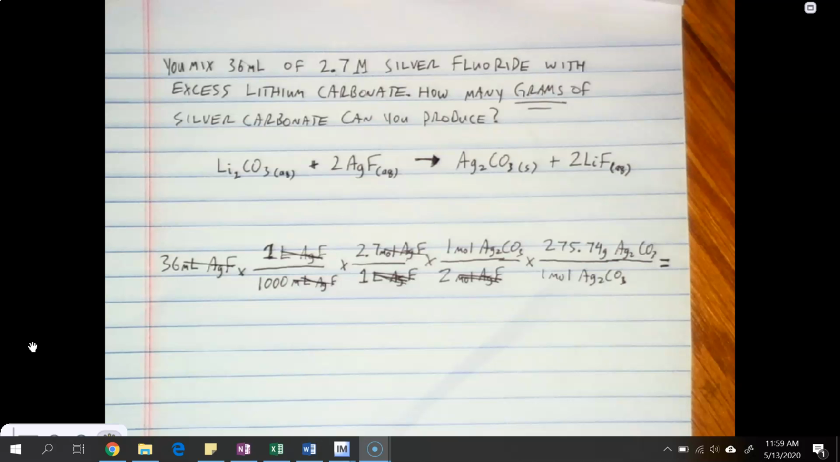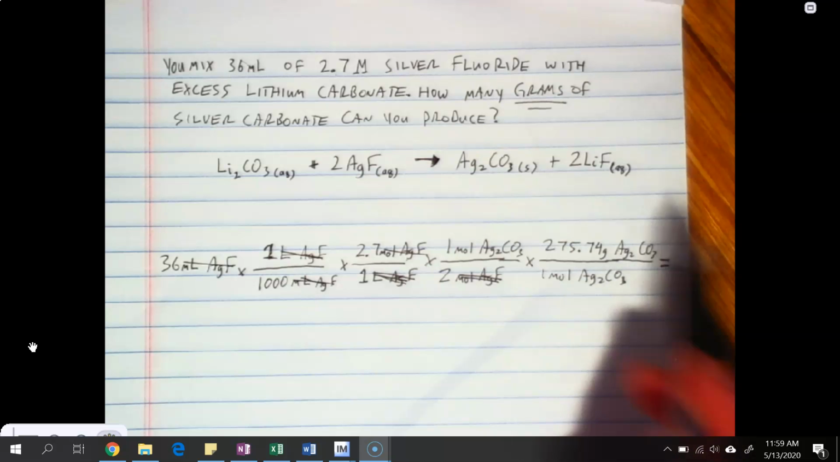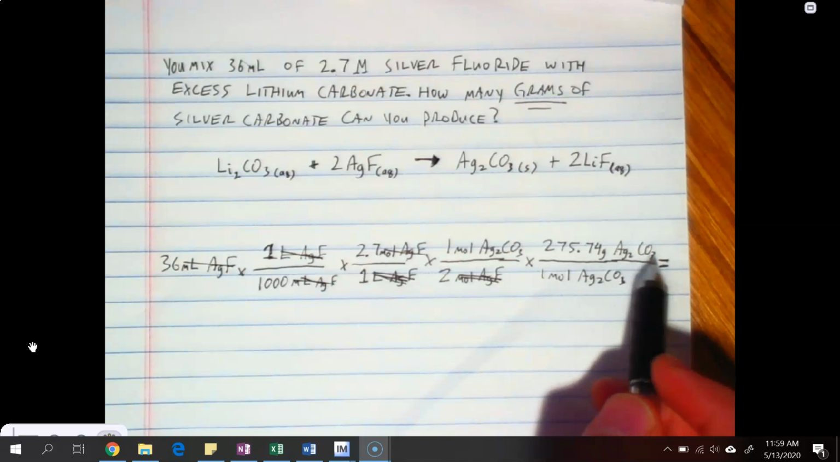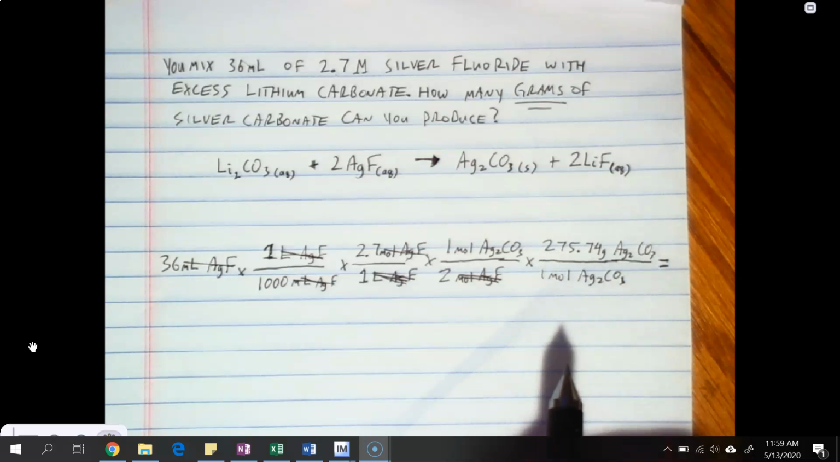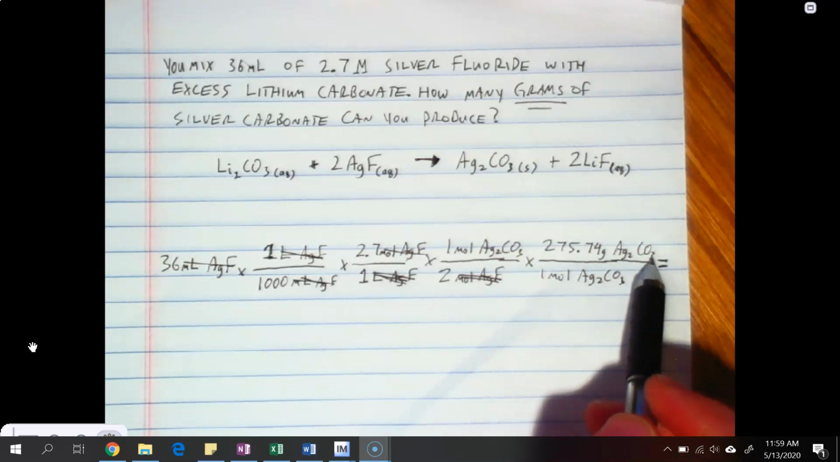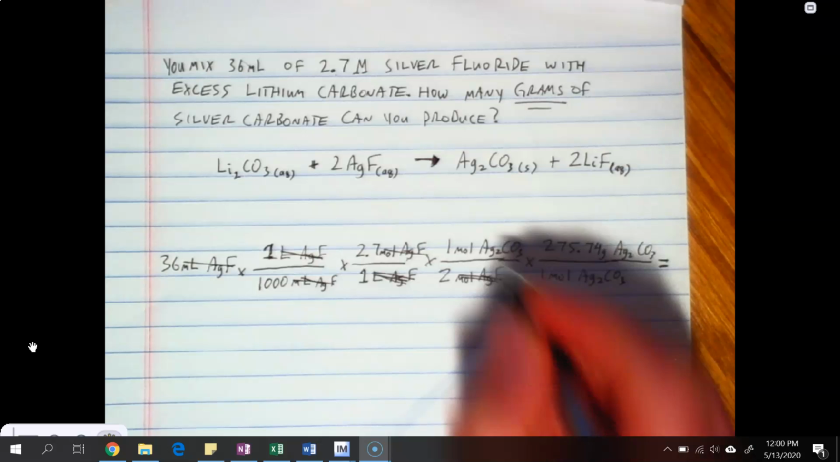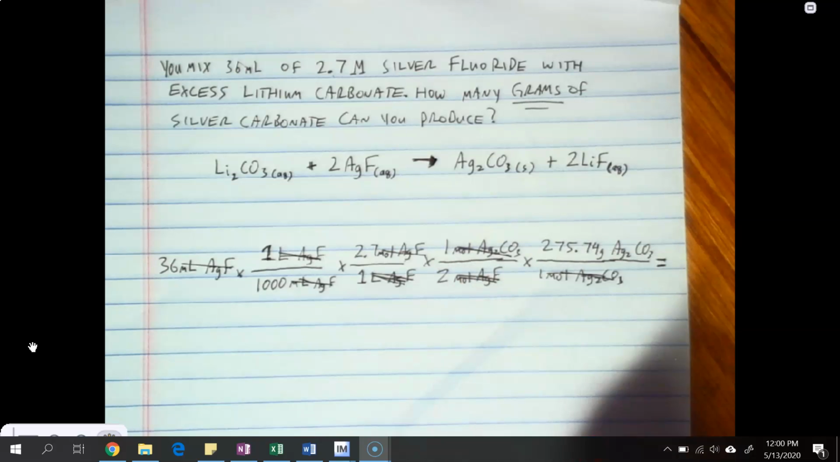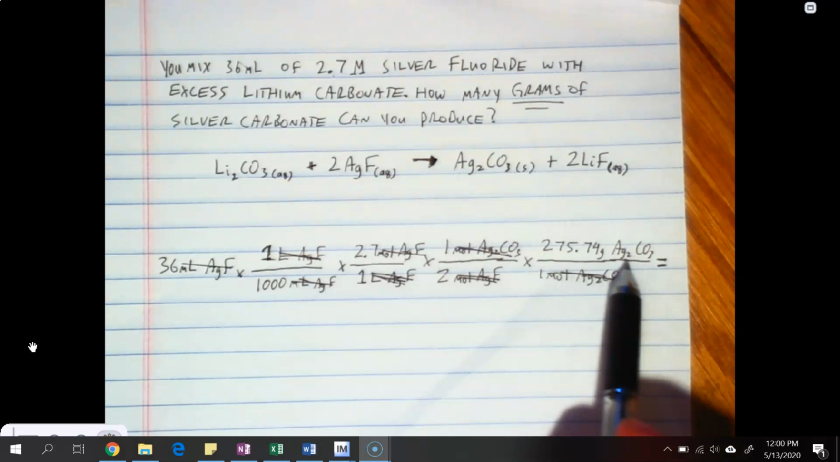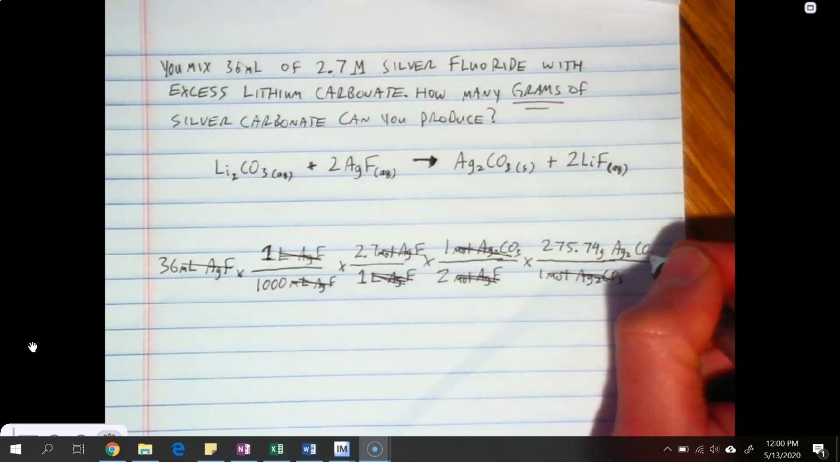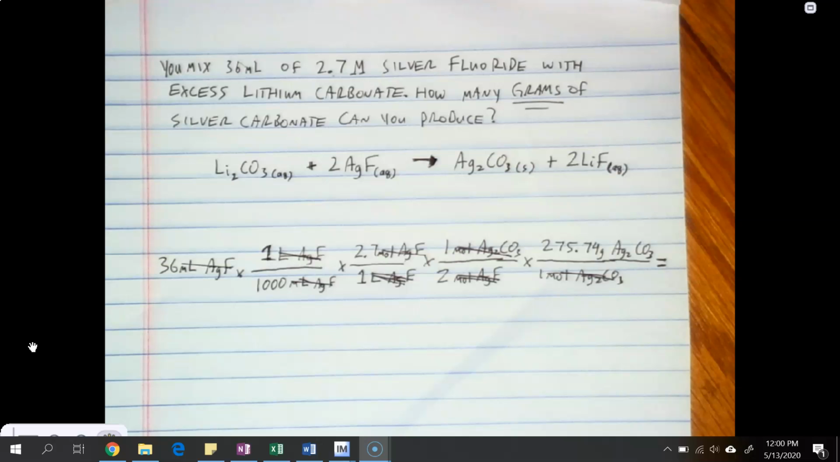Okay, so if you take a look at the screen, I'm hoping you said, hey, I can get a gram to mole relationship using molar mass. And we know that our molar mass is found on the periodic table. So you had 2 Ags, 1 C, and 3 O's, and if you add up the molar mass of all of those, you should have gotten 275.74 grams. That's how many grams of silver carbonate there are for every 1 mole of silver carbonate. And if you look at my fraction here, my moles cancel. So at this point, I've turned 36 milliliters of AgF into grams of Ag2CO3. The only last thing I have to do is do the actual math. So why don't you pause the video for a second and see if you can come up with an answer.